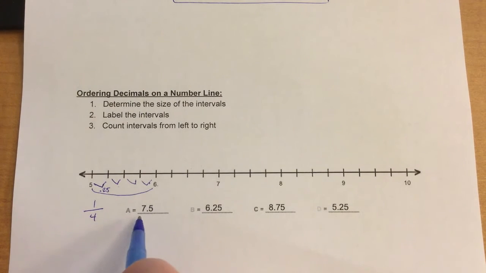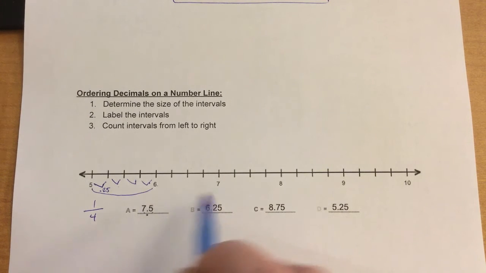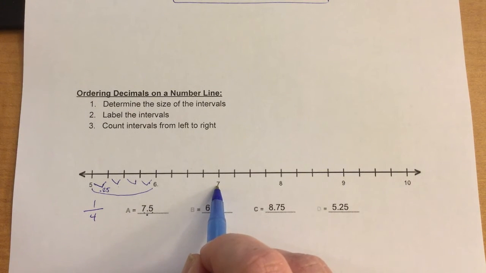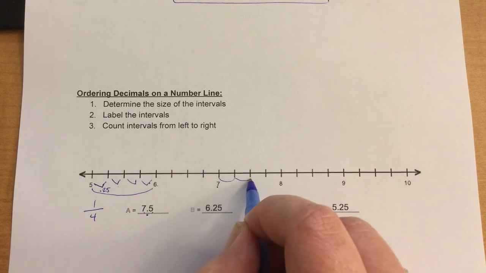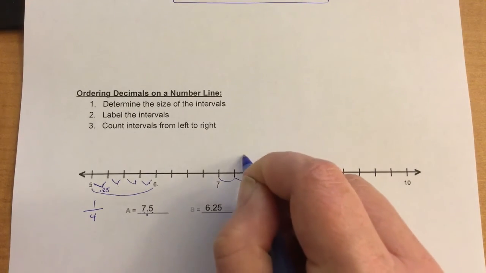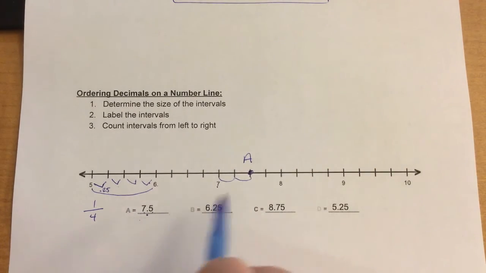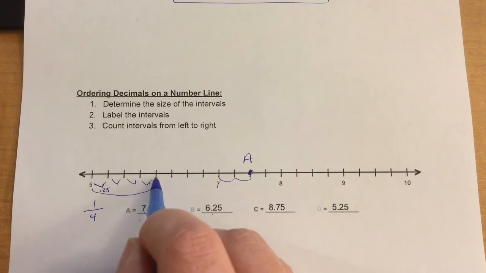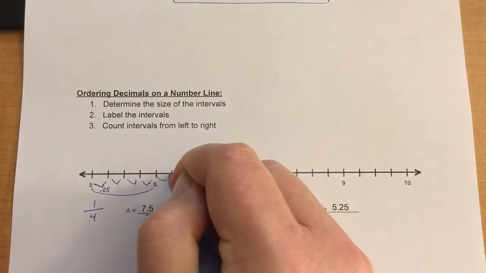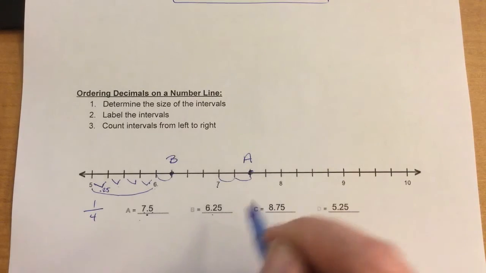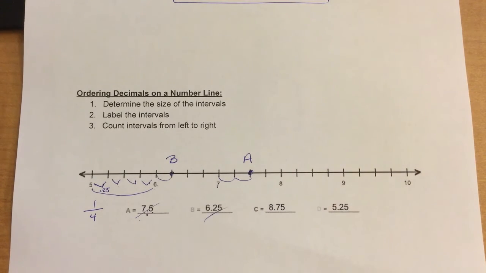So now what you do is you start with your first point that you need to label. So this is at 7.5. So I start at 7, and then I count over the intervals until I get to 0.5. So there's 7.25, 7.5. So this is my first point, A. My next point, B, is at 6.25. So I start at 6, and I start counting over. So 6.25 is the next point over, that is B. So that one's done, that one's done.